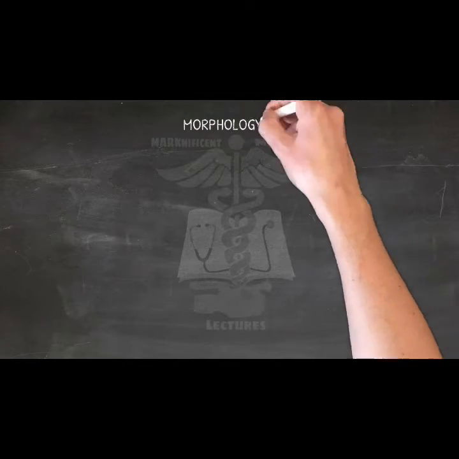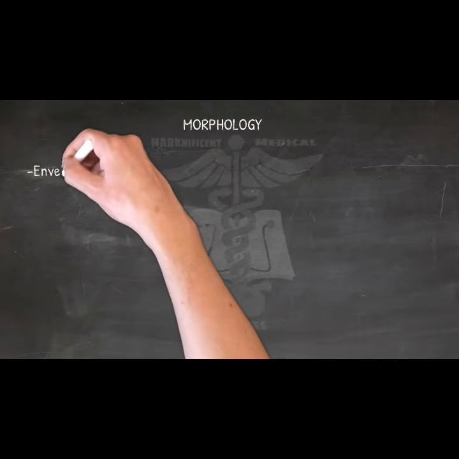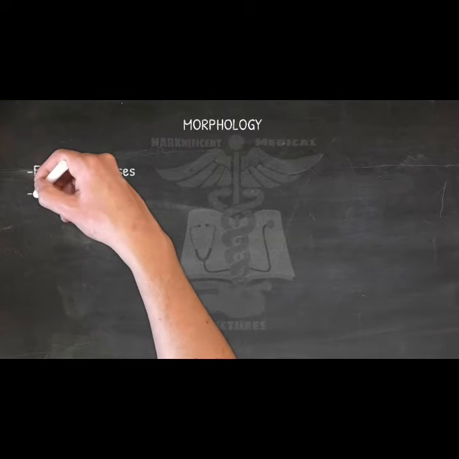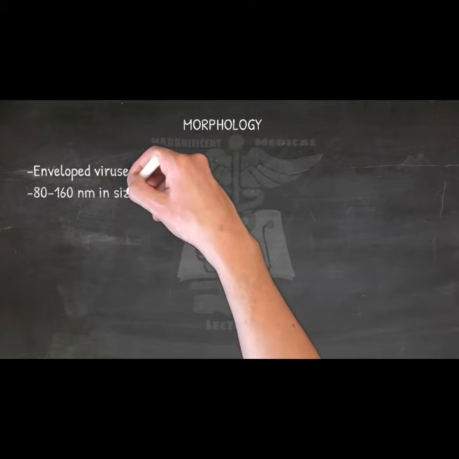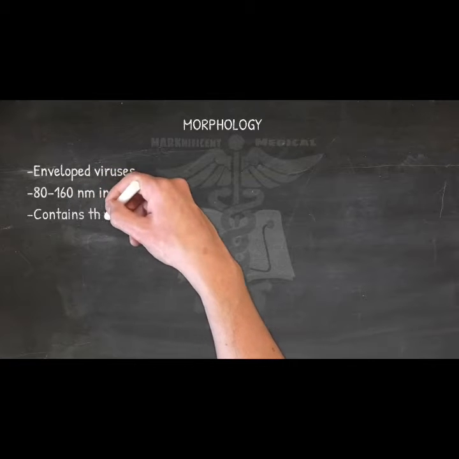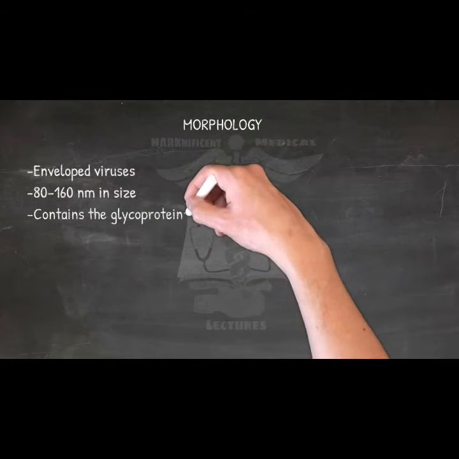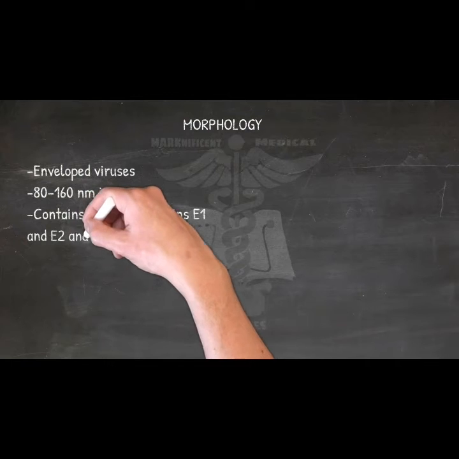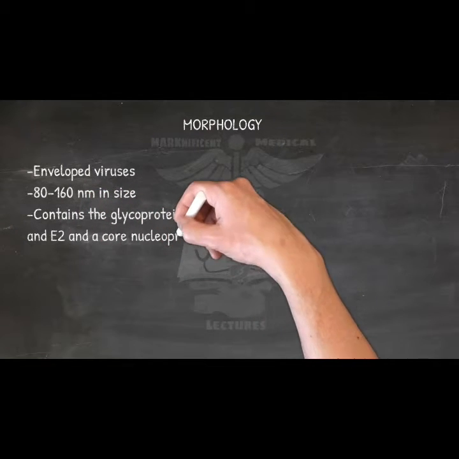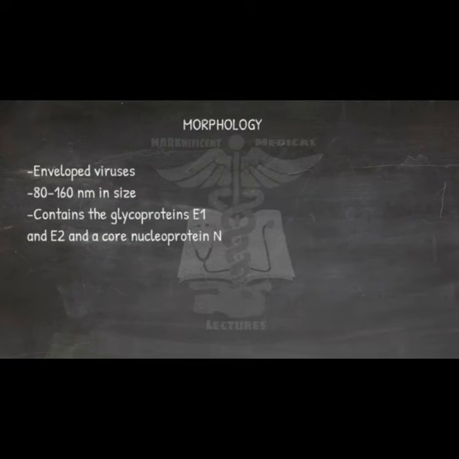Morphology. These are enveloped viruses measuring 80 to 160 nanometers in size on electron microscopy. The glycoproteins appear as club-shaped projections 20 nanometers long and 5 to 11 nanometers wide on the surface of the envelope. The genome, in association with N protein, forms a helical nucleocapsid. The virus contains the glycoproteins E1 and E2 and a core nucleoprotein N. Some strains also contain a glycoprotein E3, which is a hemagglutinin neuraminidase.